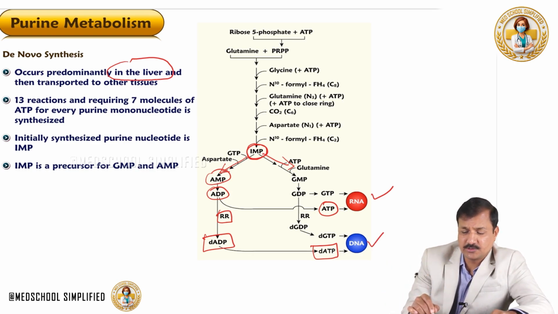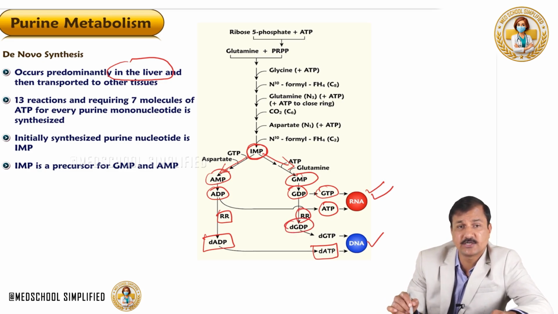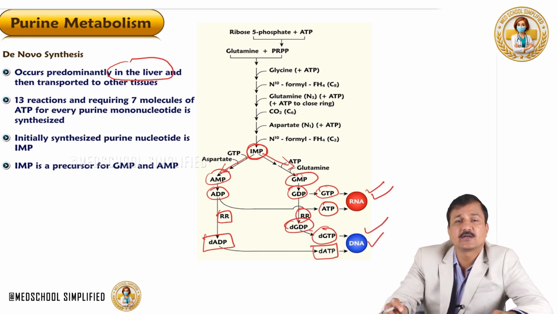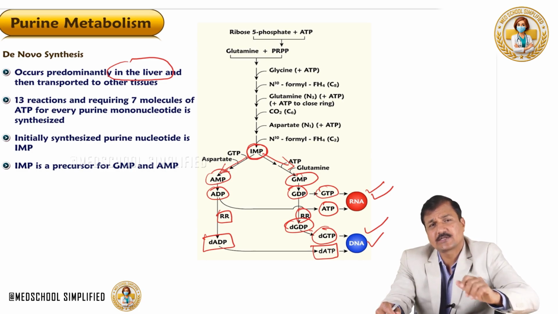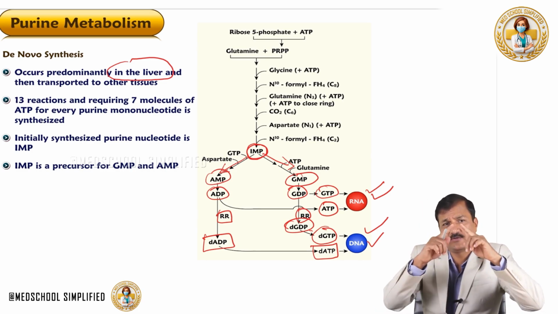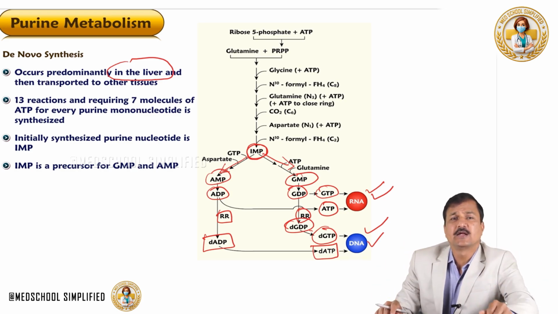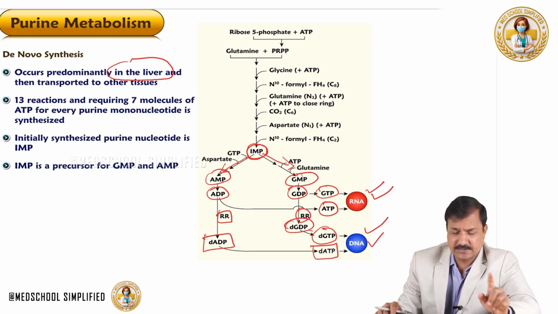Or IMP going to the GMP, guanosine monophosphate side. Guanosine monophosphate goes to guanosine diphosphate and then guanosine triphosphate, going into RNA, or guanosine diphosphate undergoes the ribonucleotide reductase reaction making deoxyguanosine diphosphate and thereby deoxyguanosine triphosphate, and that is taken into DNA formation. So like this, 13 reactions and 7 ATPs make inosine monophosphate. Later it will diverge into 2 directions towards AMP and GMP, and from there the necessary purine nucleotides for DNA and RNA can be synthesized.